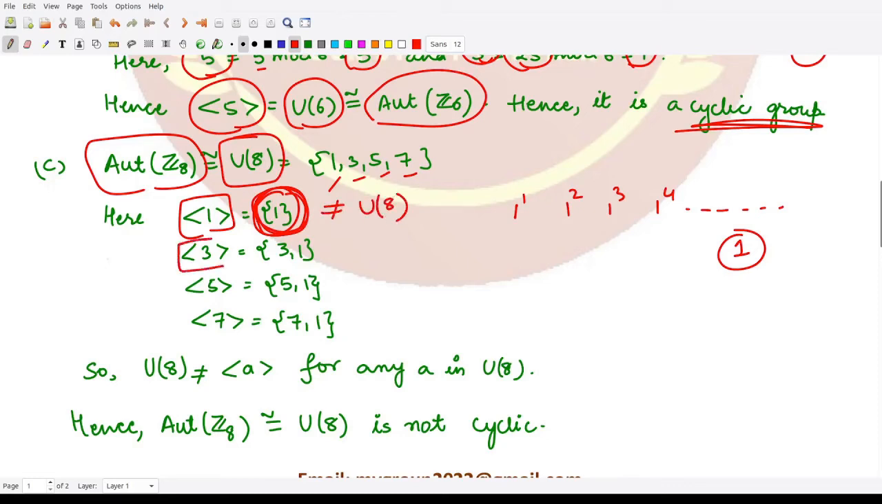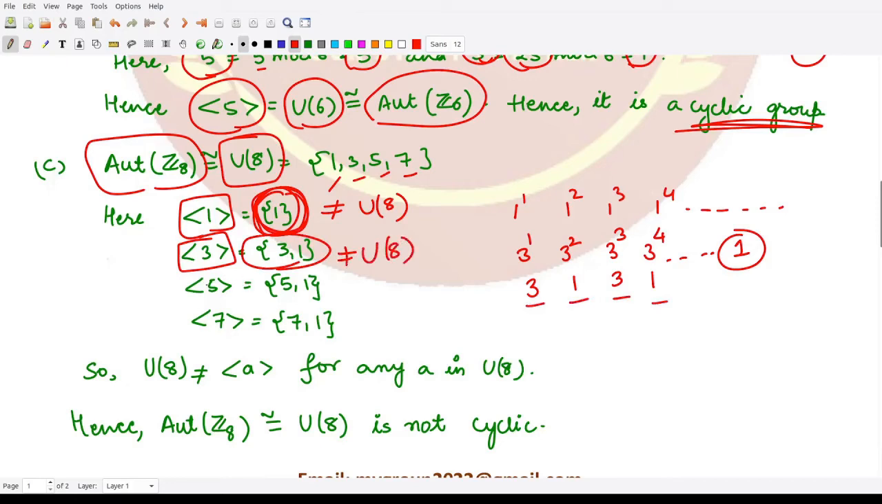Similarly, for the group which is generated by 3: 3 raised to power 1 is 3. 3 raised to power 2 is 9. 9 mod 8 is 1. 3 raised to power 3 is 27. 27 mod 8 is 3, right? So 3 raised to power 4 is 81. 81 mod 8 is 1, and so on. So you see we only have 3, 1, 3, 1, 3, 1 with us. So these are the members here, and this is further not equal to U8.